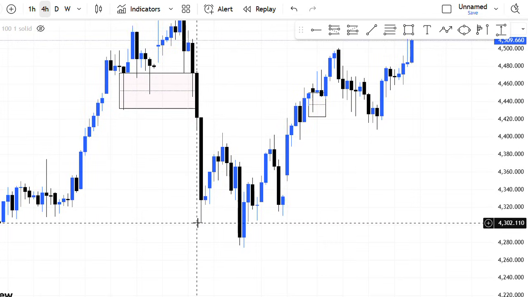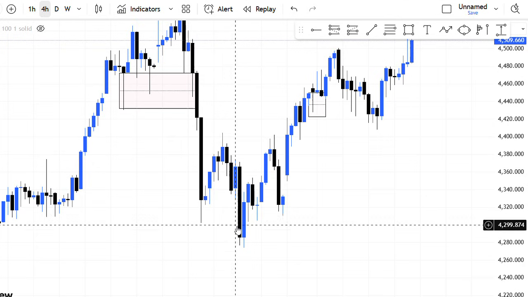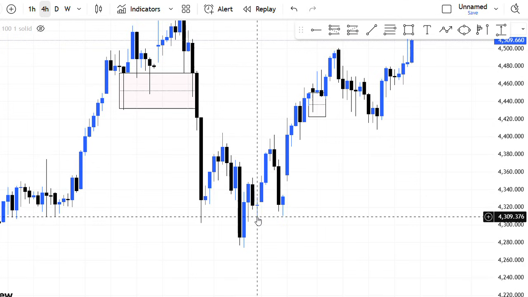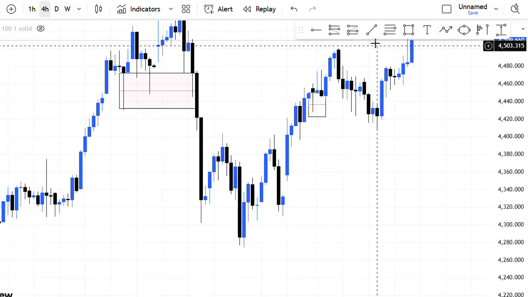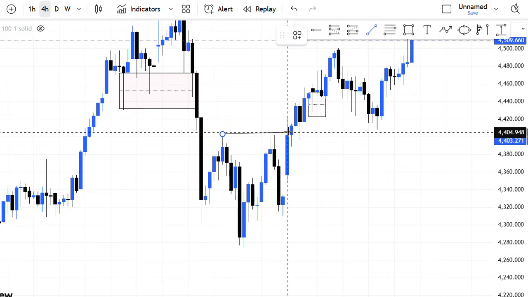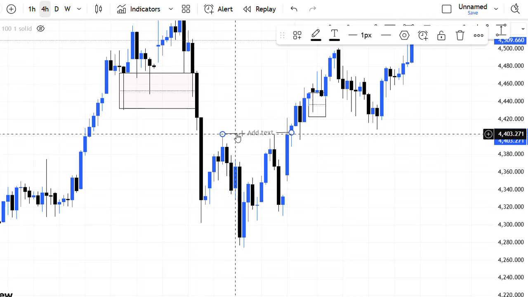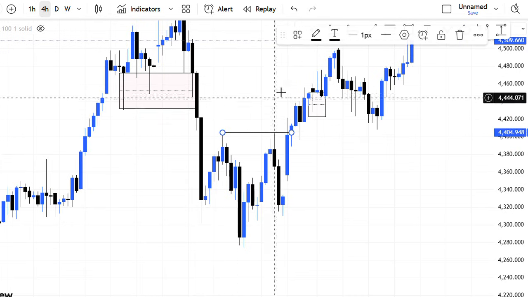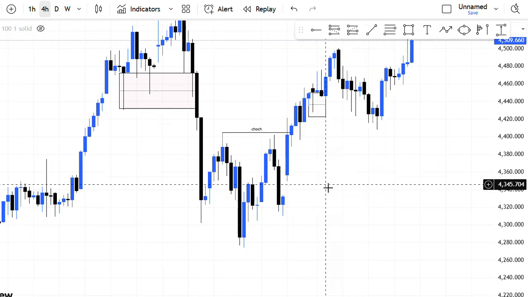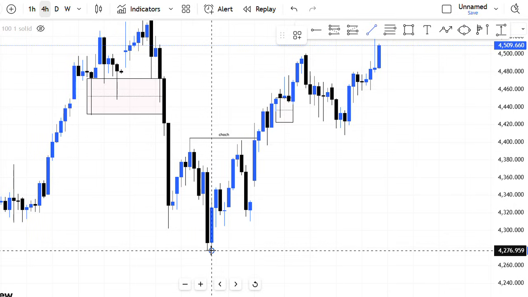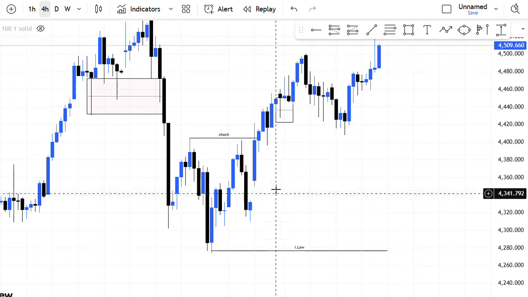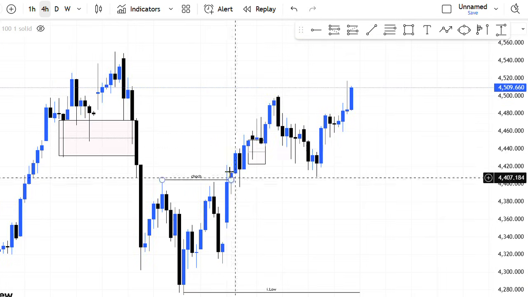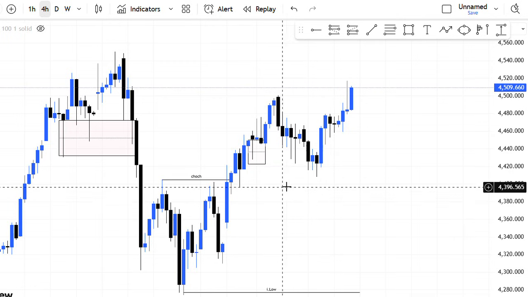You can see the inducement taken out here, and the market came down and created a higher low, higher high, then took out the change of character. After the change of character, you can confirm this is a buy trend. This is the overall low of the market, which I call an internal low, because there's a swing low and there's an internal low. This is the trend of the market. Now we'll confirm the market trend is a bullish trend.